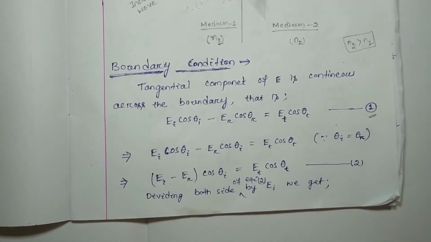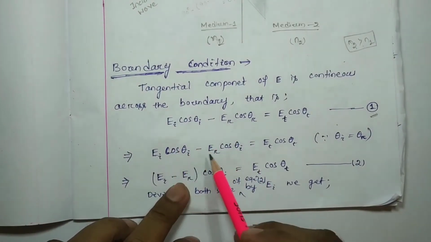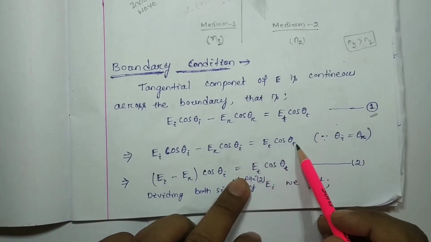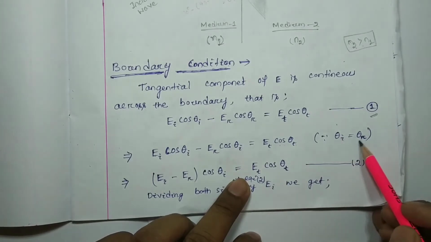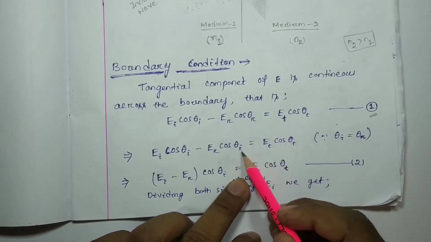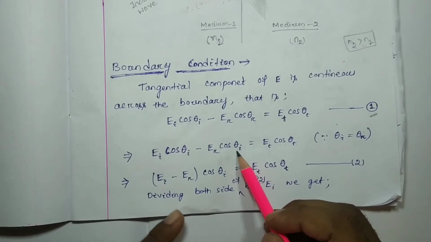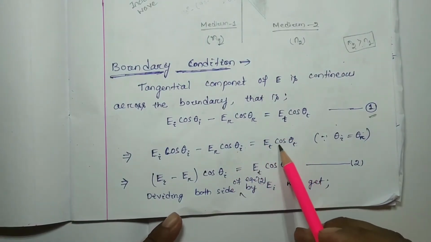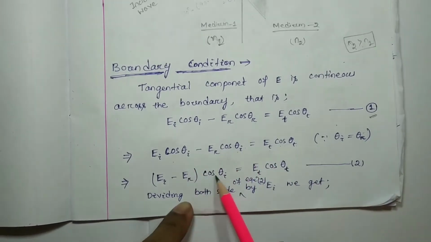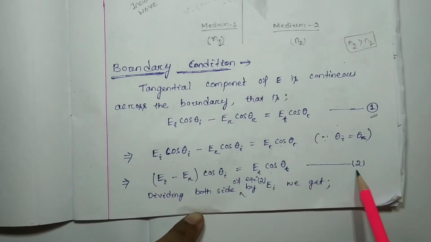Now this can be written as EI cos theta I minus ER cos theta I equal to ET cos theta t, because the incident angle and the reflected angle are both the same. So instead of the reflected angle theta r we can write theta I. Taking cos theta I common, it will be EI minus ER, times cos theta I, equal to ET cos theta t. Let this be equation number 2.